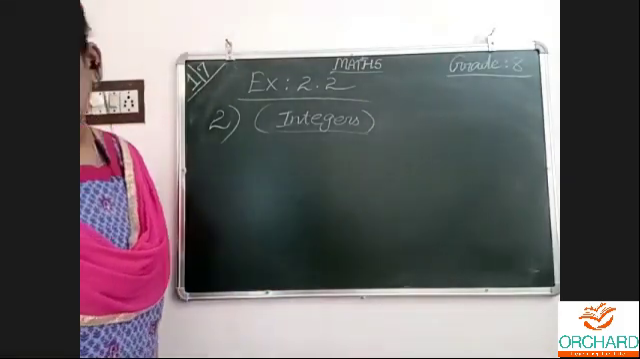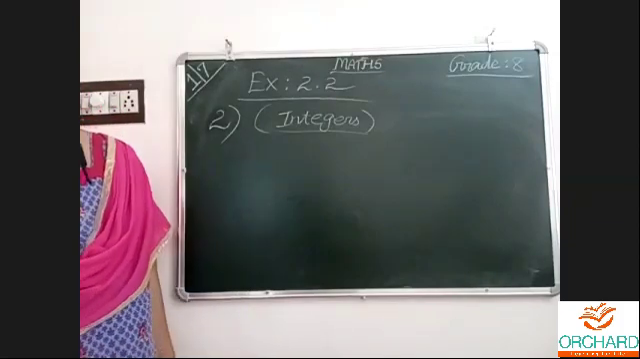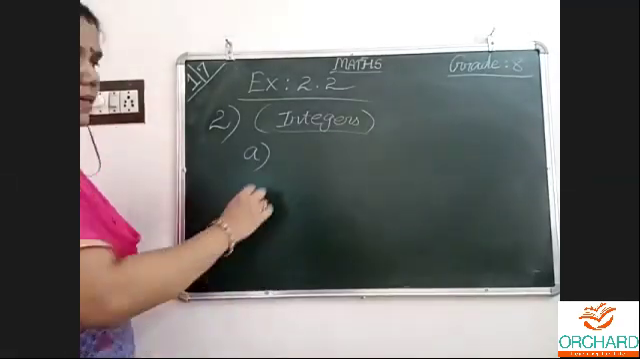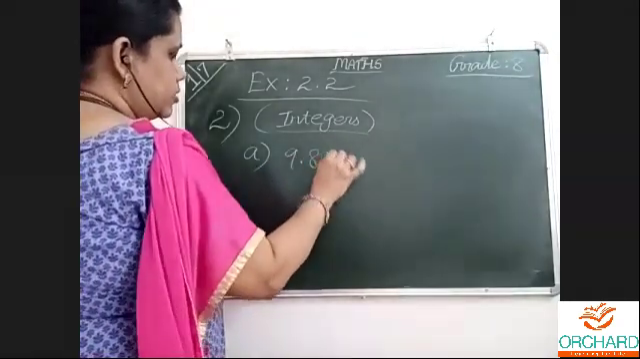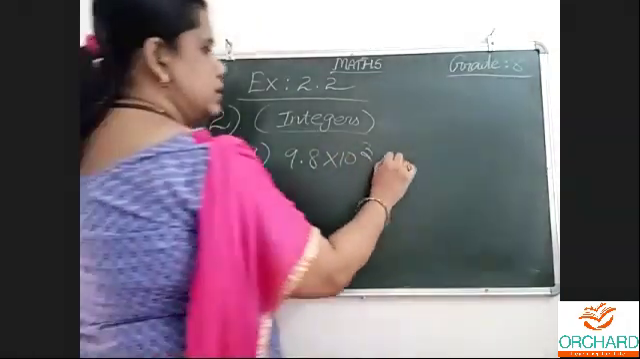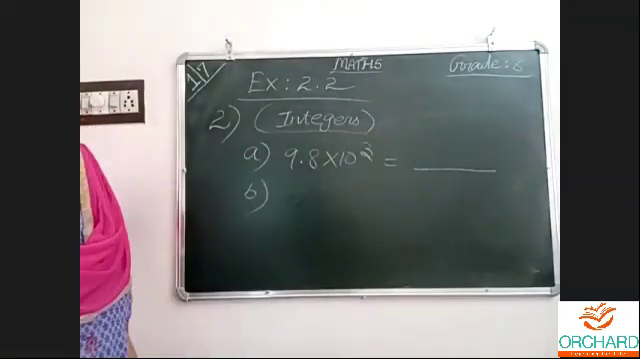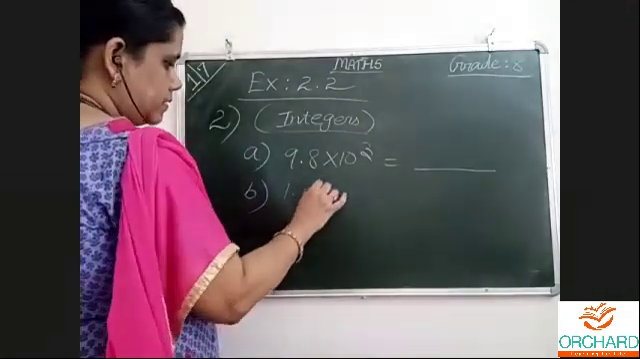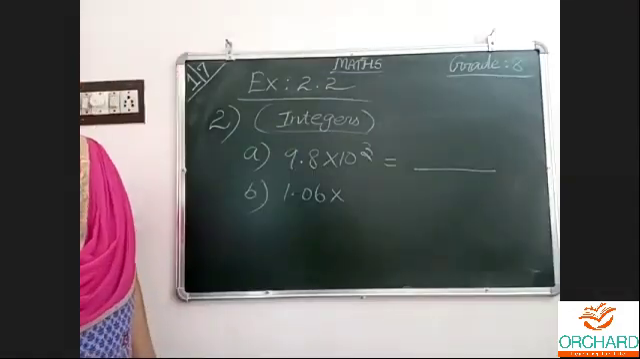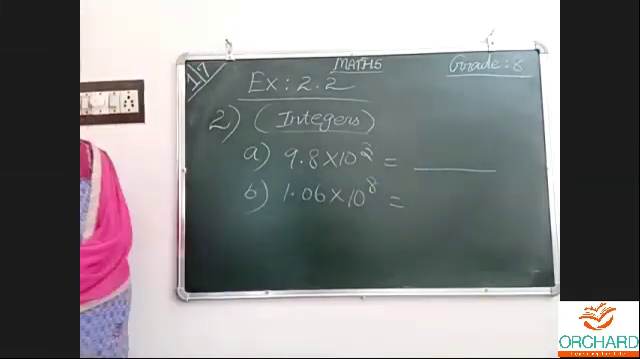Express the following as integers. 2 sums are only there. Both I will do. 9.8 into 10 power 3 is equal to. Straight answer you can write. Point is there. Just we need to move the point. 10 power 8. Okay. Easy.